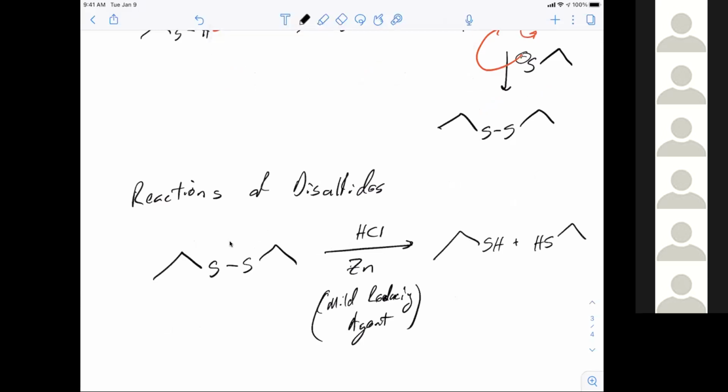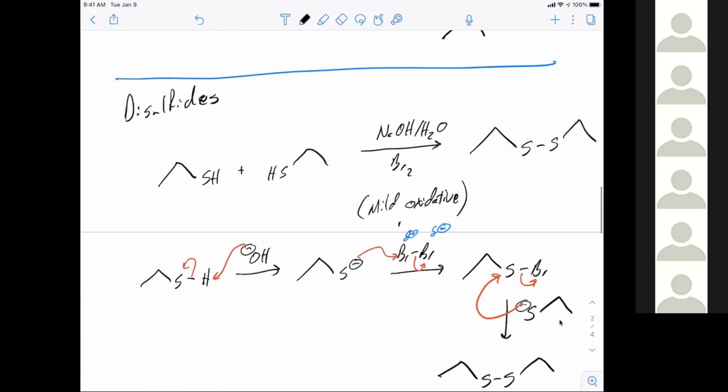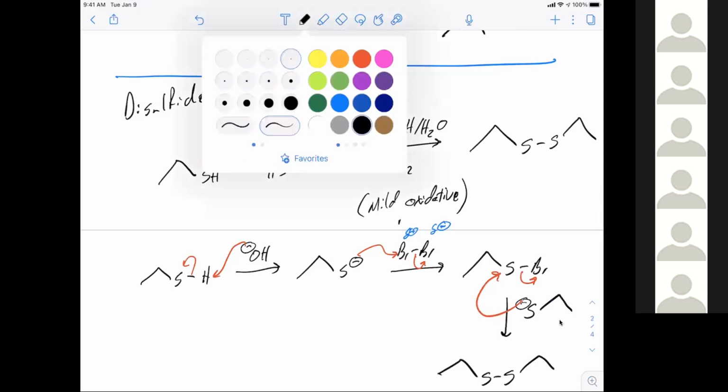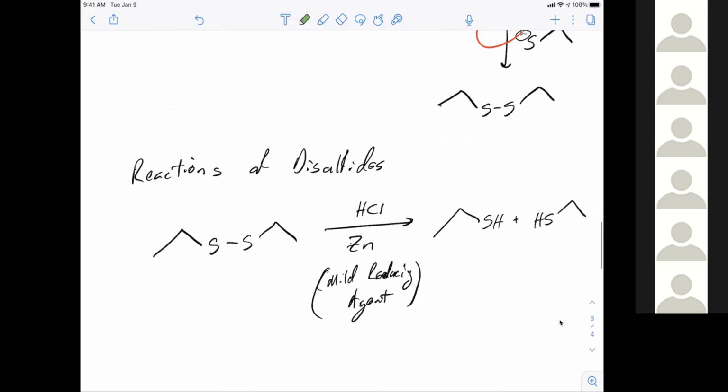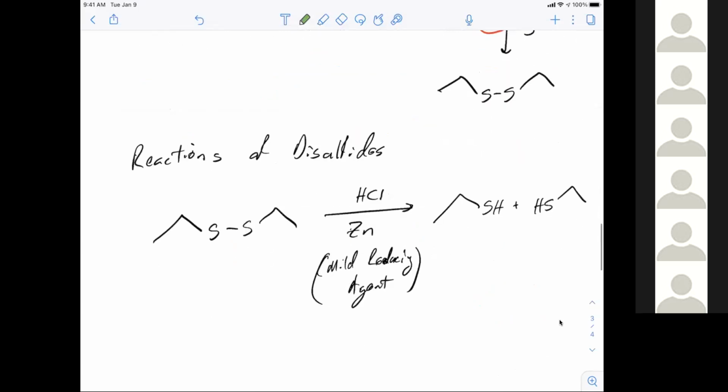So if we look at this one, we are adding a mild reducing agent. Yeah, we'll look at thiol reactions in just a minute. It turns out the main reaction for thiols is preparation of sulfides and disulfides. So you could refer to this disulfide as our first reaction, a reaction of a thiol. And then preparation of sulfides is going to be a reaction of a thiol. So good question, I just didn't put it in that way. So the reaction of disulfides is just to go back to the thiols.